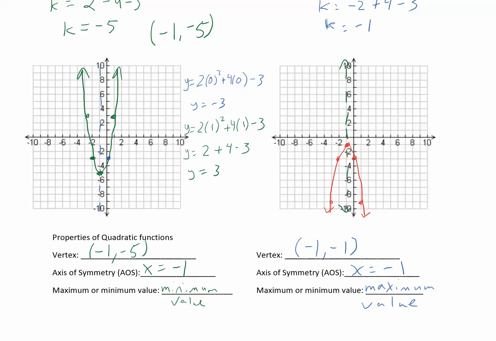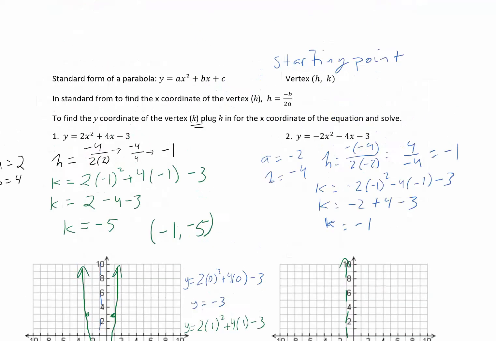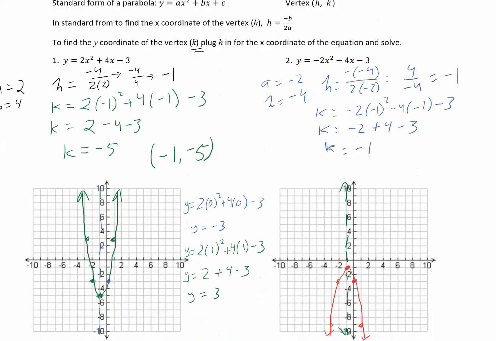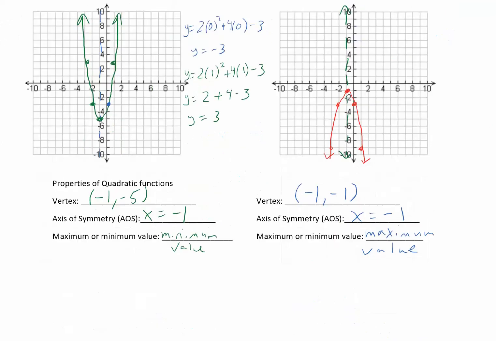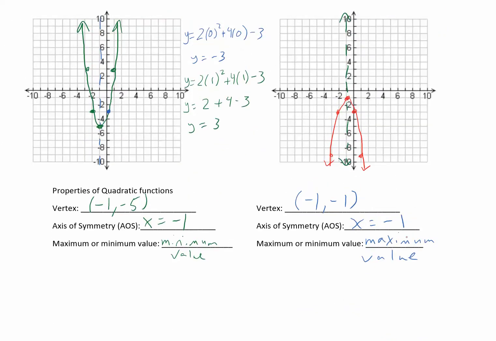And in this case, the vertex is at the top of the parabola. Since the parabola is going upside down, it's a negative equation. We have y equals -2x squared. Since it goes upside down, it means that I have a maximum value for my vertex.